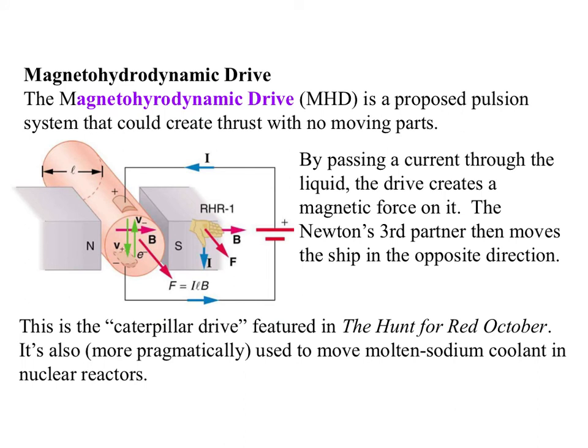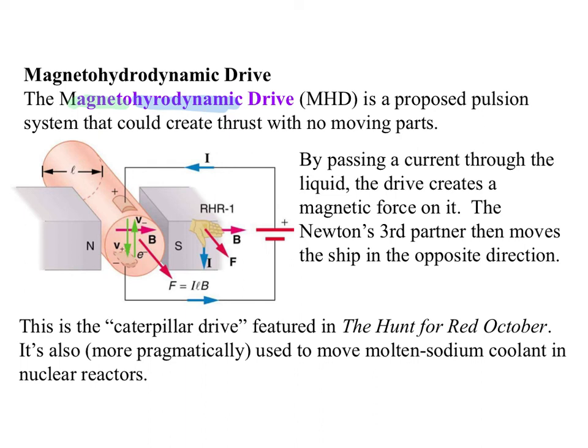And then finally, one kind of weird application of this is something called the magnetohydrodynamic drive. Very fancy words in physics, of course, and what we can see that's going on here is we have two things. We have magnetism, and we have hydrodynamics. This is a proposed propulsion system that could create thrust without any moving parts.